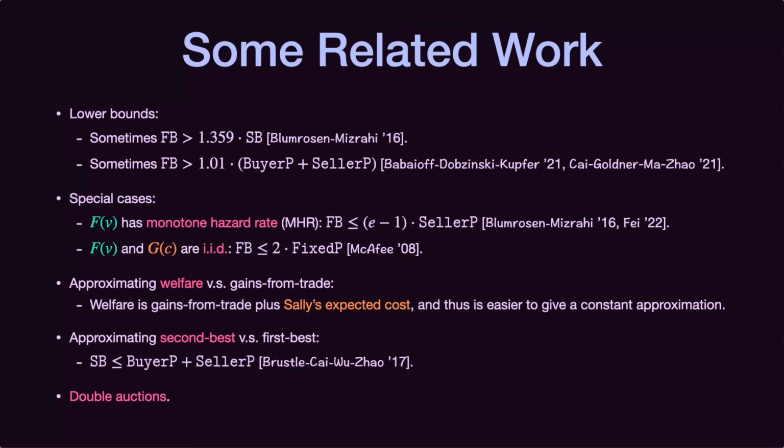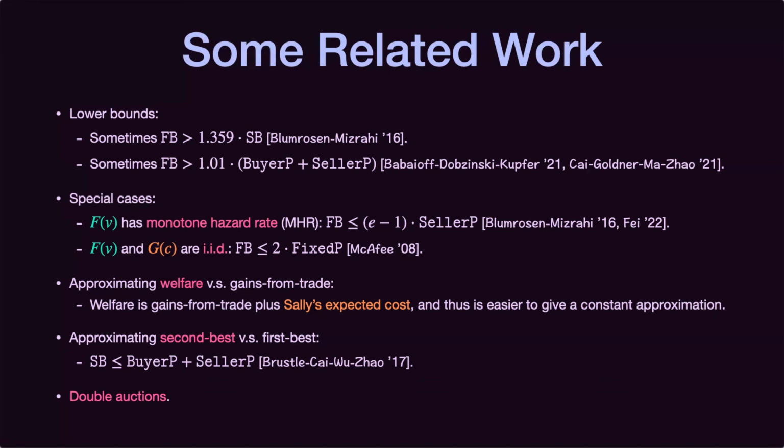Finally, let's present some related work. For the gap between the first best and the second best, it was shown to be sometimes at least 1.359 by Blumrosen and Mizrahi. And for the gap between the first best and randomizing between buyer-pricing and stellar-spacing mechanisms with equal probability, the gap is at least 2.02.